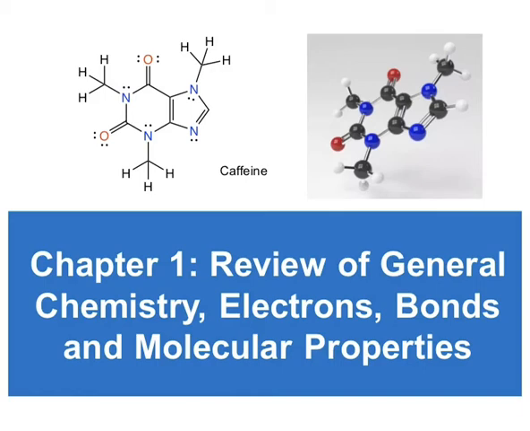Let's start our first lesson with chapter 1, which dominantly reviews concepts from general chemistry such as drawing Lewis structures, bonding, hybridization, and molecular properties. I strongly suggest you review your Gen Chem notes on these topics if you feel you forgot them.